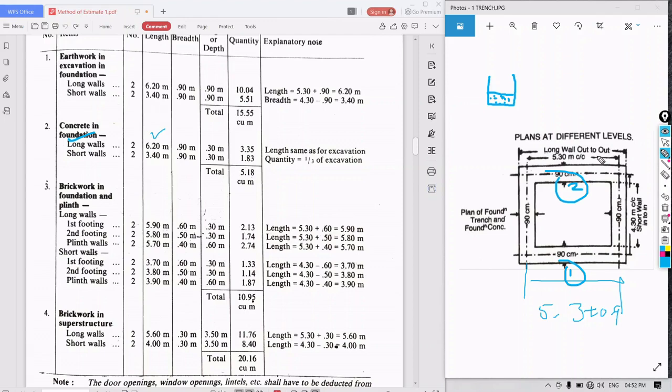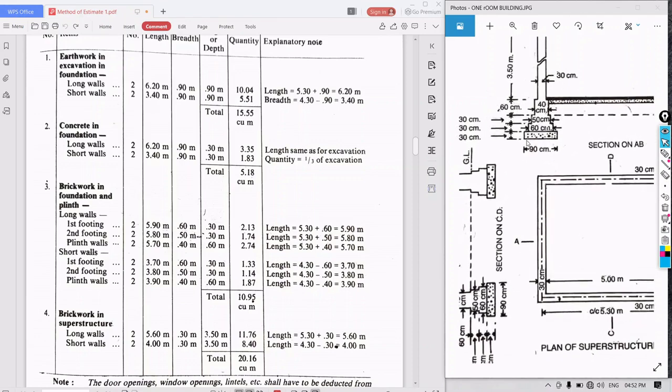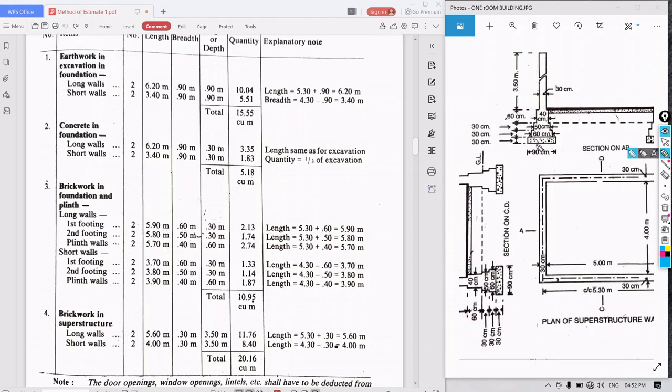Here, for that we have to go to the old picture. Here, my dear students, concrete bed. This is the concrete bed. So this is the concrete bed and this is the concrete bed. Okay. So what is the height of the concrete bed? That is 30 centimeter. So 30 centimeter is nothing but 0.3 meter.